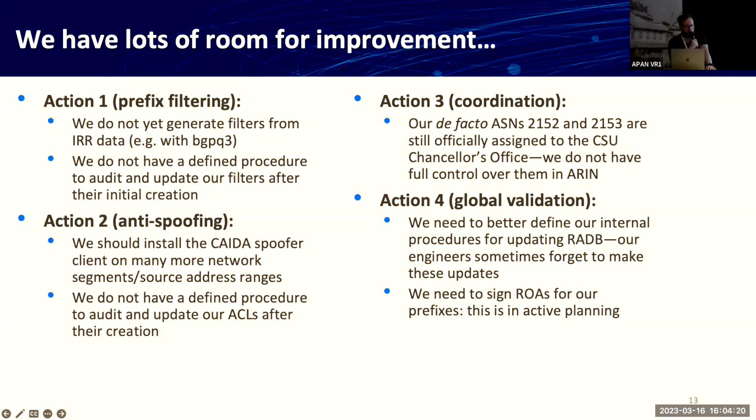And then action 4, again, we need to better define our internal procedures. As I was going through this, I found cases where our engineers just forgot to make updates to RADB. So I think we just have to update our internal documentation a bit. And like I said, we do need to sign ROAs. This is a work in progress. And overall, we would like to introduce a lot more automation into the process that keeps things up to date, automatically reduces the chance of errors. So that's kind of a long-term, medium-term goal for us, is to automate as much as possible.